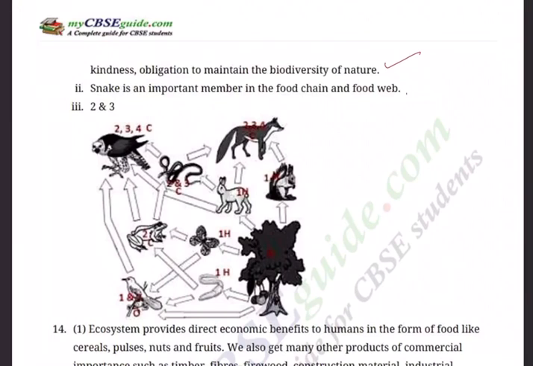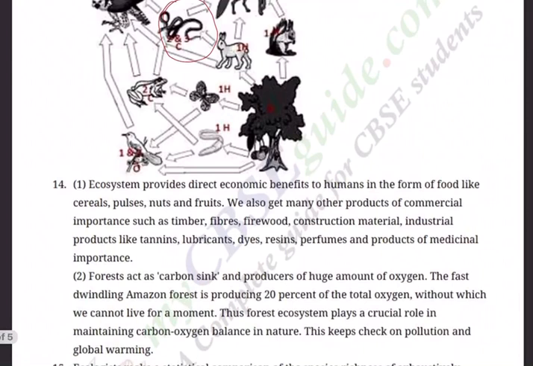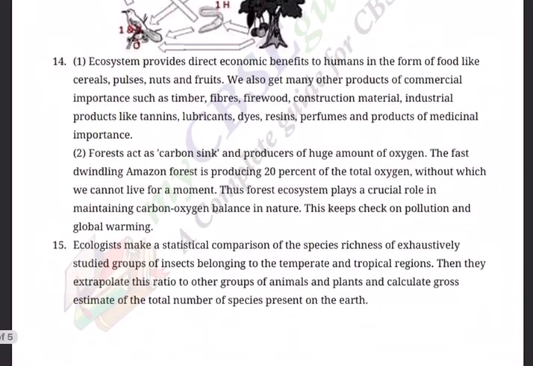Question 2. Snake is an important member in the food chain and food web. Here you can see positions 2 and 3. So this is the food web, and in the food web you can see the positions. The first is the producer, green plants, then it is herbivore, then carnivore, and then higher. Now this is the place that the snakes are occupying in the food web. Okay. Now you can see the interconnection of many food chains forming a food web.